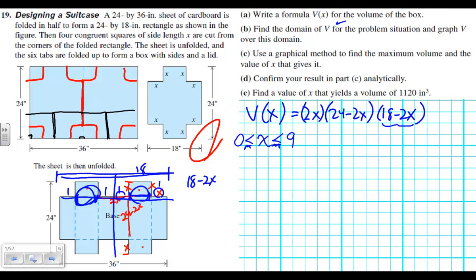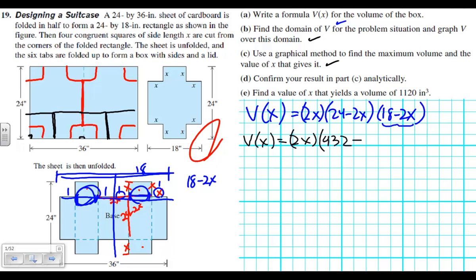So I believe we used the graphical method and found what value of x gives the maximum volume. We also did, you forgot to check off, we did B too. Yeah. Okay, confirm your results in part C analytically. Now, what does that mean? It means that we're going to use the derivative and the calculus things to say, do we get the same answer? So, let's do some cleanup here. Volume of x is equal to 2x times, and I'm going to expand this out. Oh, great. 24 times 18. 432. I'll take your word for that.